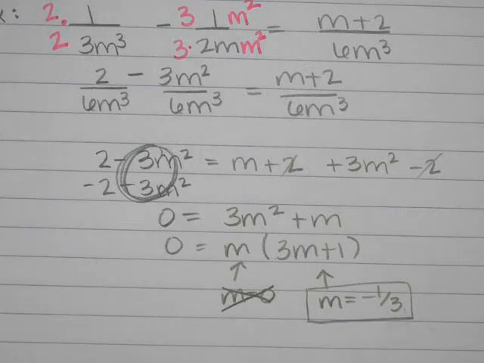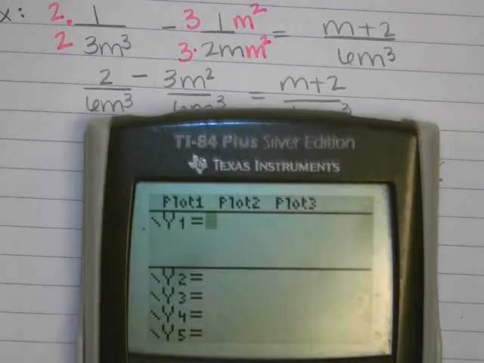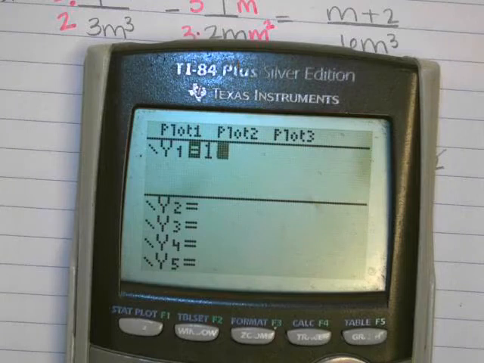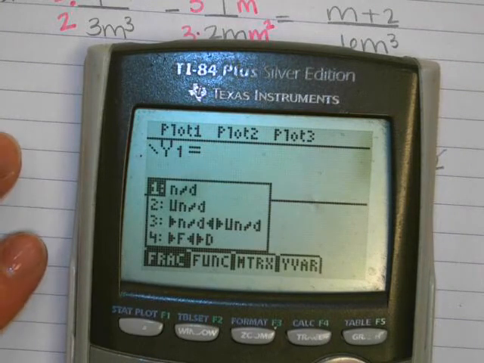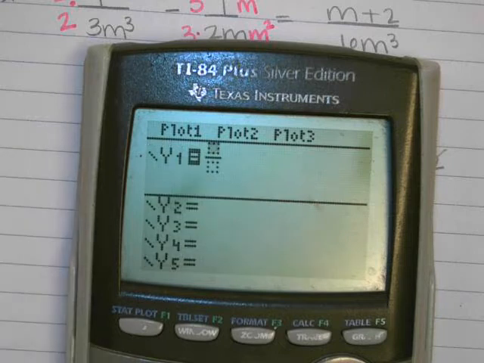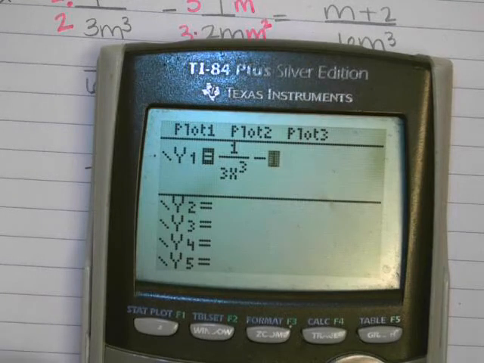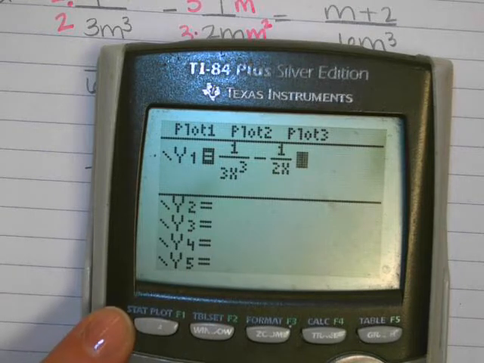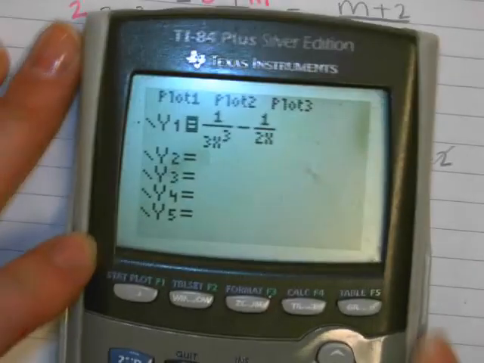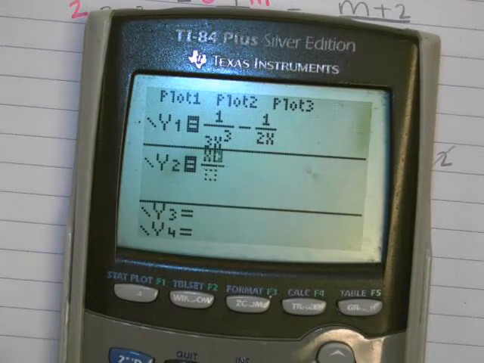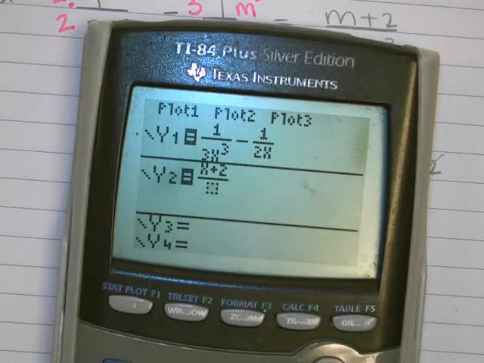Now, the nice thing is you can actually check these answers. The graphs can look real crazy. I'm going to plug this in as a fraction, so I hit alpha y equals to be able to plug that in as a fraction: 1 over 3x to the third, minus 1 over 2x, and that's going to equal x plus 2 over 6x to the third.